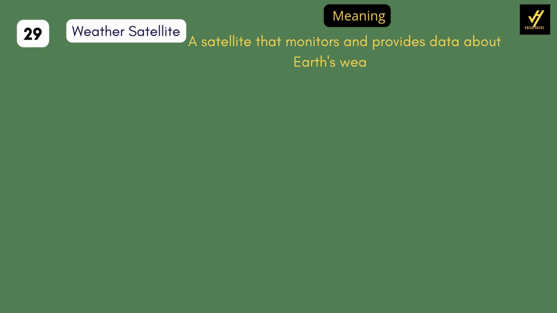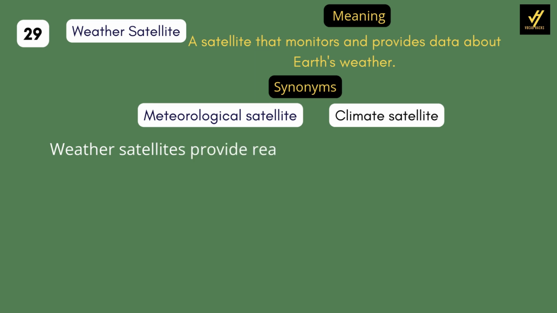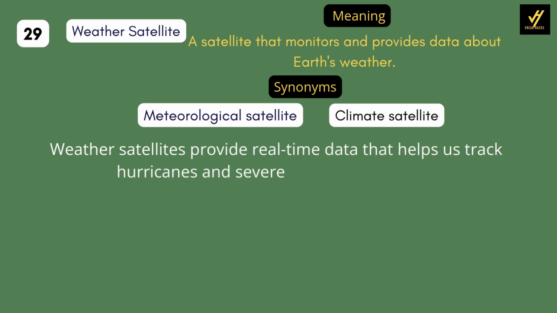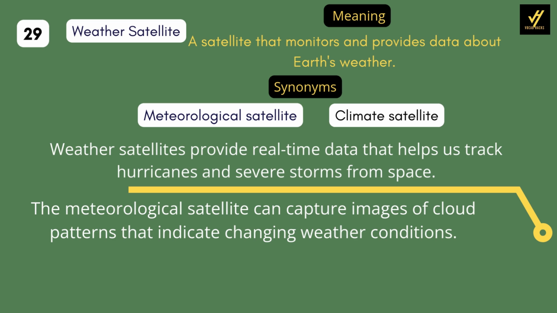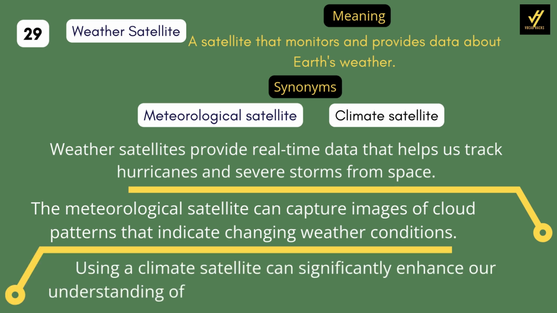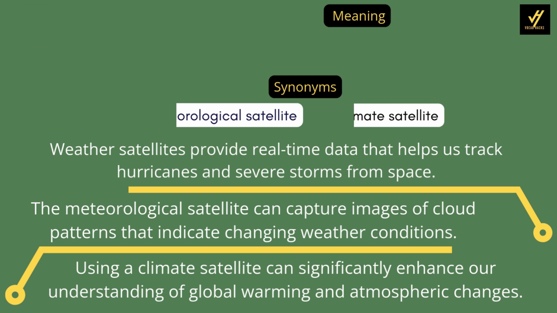Weather satellite, a satellite that monitors and provides data about Earth's weather. Meteorological satellite, climate satellite, weather satellites provide real-time data that helps us track hurricanes and severe storms from space. The meteorological satellite can capture images of cloud patterns that indicate changing weather conditions. Using a climate satellite can significantly enhance our understanding of global warming and atmospheric changes.